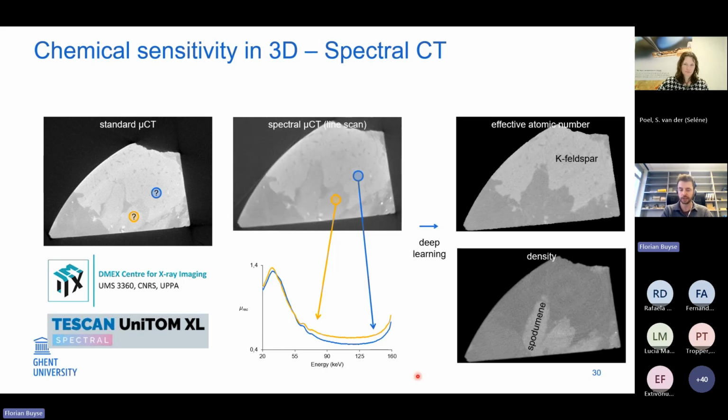And what they are developing at TESCAN is really to use these spectral data combined with deep learning on the images to differentiate directly density from effective atomic number, by which we can say directly, okay, this is K feldspar for only the top part of your sample, and these other things are indeed the spodumene minerals. So this is what I'm using right now to identify lithium-bearing minerals within pegmatitic rocks.